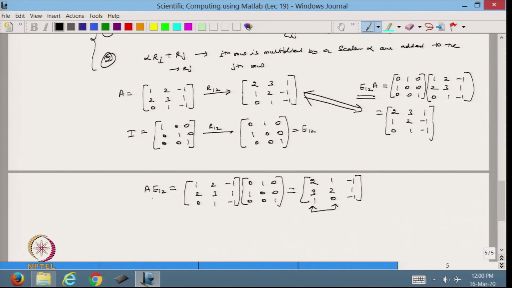So it means if I do post-multiplying, the same operation is applied on the columns of the matrix, and when I do pre-multiplying, the same operation is applied on the rows of that matrix.